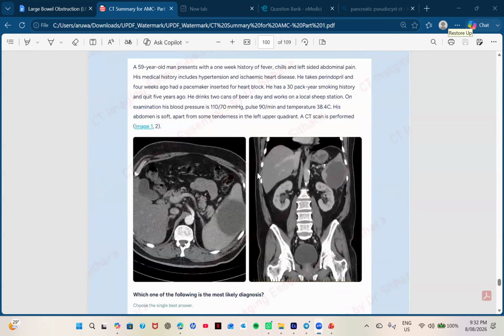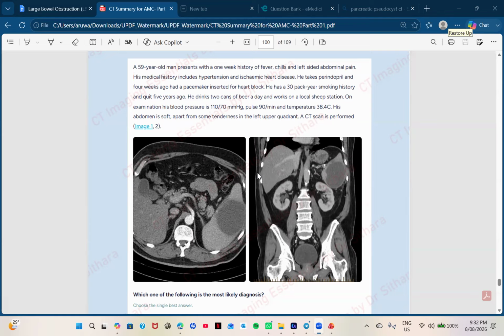A 59-year-old man presents with a 1 week history of fever, chills, and left-sided abdominal pain. Medical history includes hypertension, ischemic heart disease, taking pain refill, and 4 weeks ago had a pacemaker inserted for heart block. 30-pack years smoking history. On examination, his blood pressure is 110 by 70, pulse 90, temperature 38.4. His abdomen is soft apart from the tenderness.